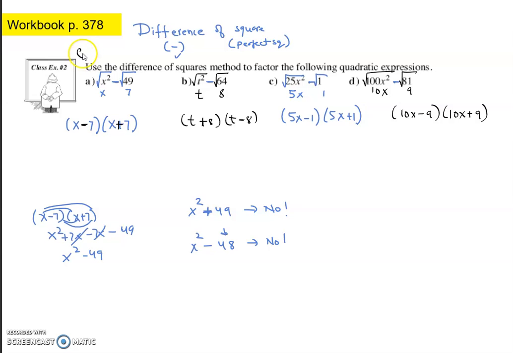This is my favorite factoring to do, just because it is so easy. As long as I know how to take square roots of numbers, I can just do this. I don't have to do any big processes. So this is my favorite of all time, but it only works if you have a difference of squares.